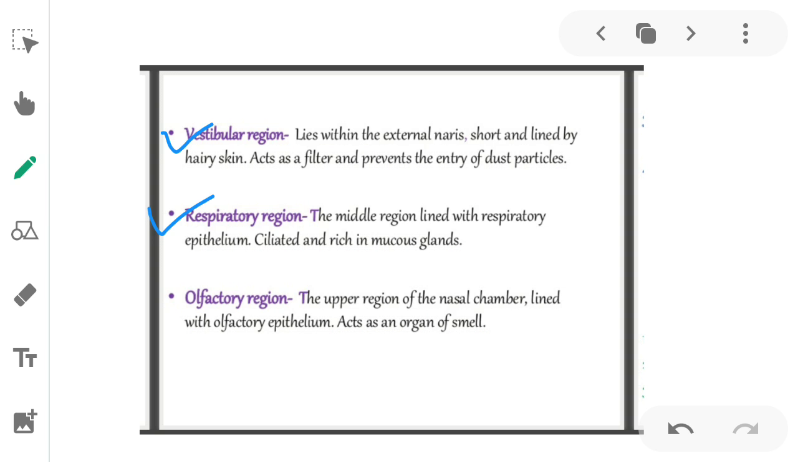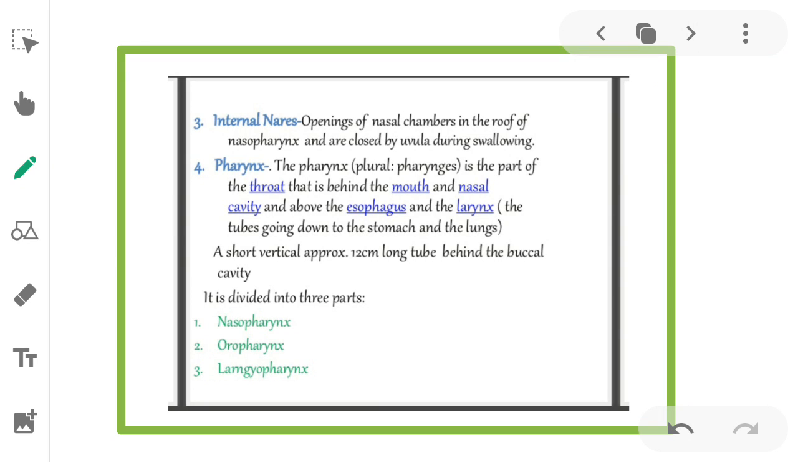Next, we study the respiratory region. It is the middle region lined with respiratory epithelium, ciliated and rich in mucus glands. Next, we study the olfactory region. It is the upper region of the nasal chamber lined with olfactory epithelium. Its function is to act as an organ of smell. Next, we study the internal nares.